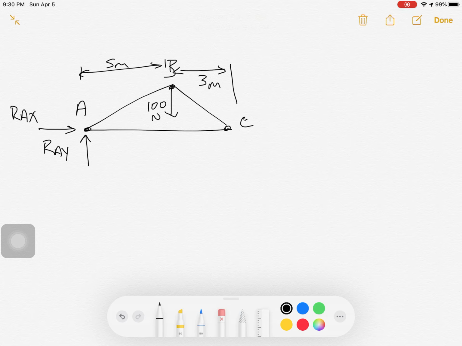So this was our pin. We had two reaction forces to replace it. This is our roller. So we're going to have a reaction force at C in the y direction, and that's because our roller was on a horizontal surface, so it creates a vertical reaction force.